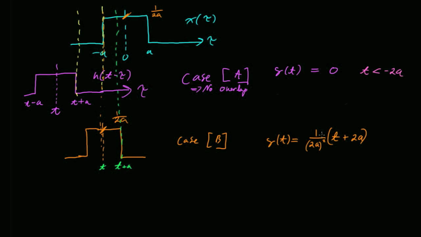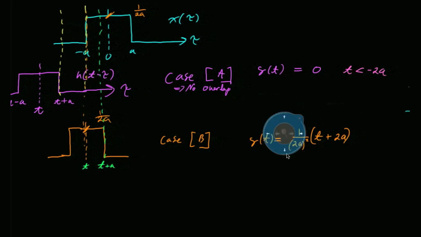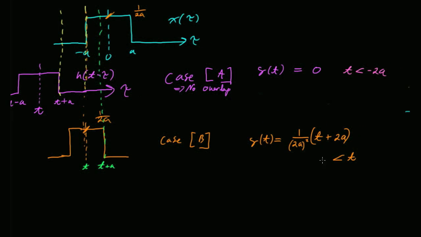Let's just talk about what ranges of t this applies for. I know that this case B has to start where the previous case ended. So I know this has to apply for t greater than minus 2a. But where does the party end? If I keep shifting this over, at some point, when t is equal to 0.